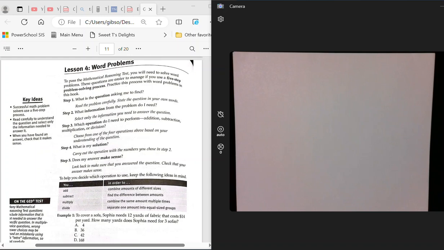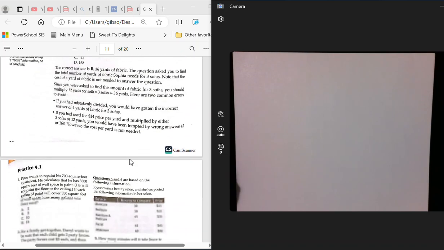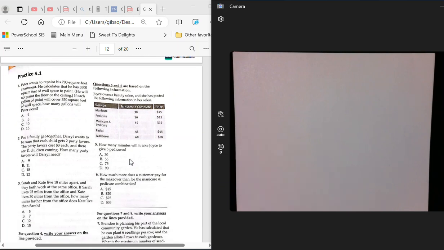To help you decide which operation to use, keep the following ideas in mind. When you add, you combine amounts of different sizes. When you subtract, you find the difference between amounts. When you multiply, you combine the same amount multiple times. When you divide, you separate one amount into equal sized groups. So now, I want to skip down to our problem set and we can go over these principles. Okay, practice 4.1.